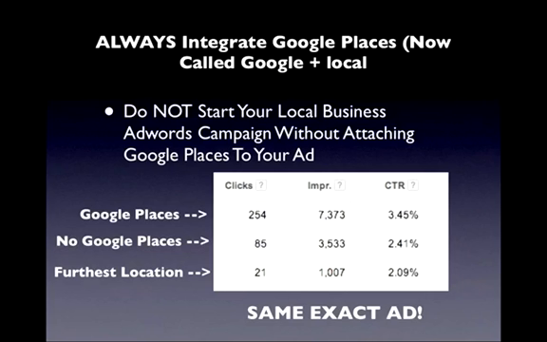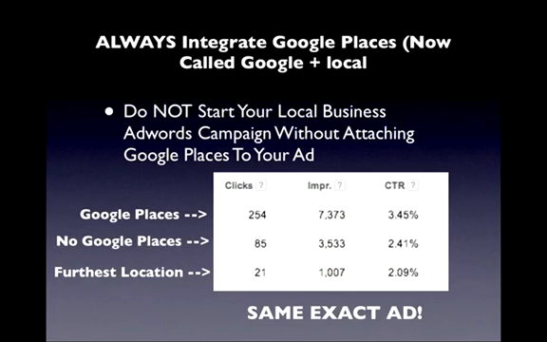Okay? Now, this company can do business throughout their entire state, and they can also do business in their neighboring state. So they wanted me to set up another campaign targeting a different city within their state. However, this other city was more than 100 miles away from their current location, so I could not integrate Google Places into their ad. Now look at the difference. On the second line, you see 85 clicks, and the CTR is 2.41%.